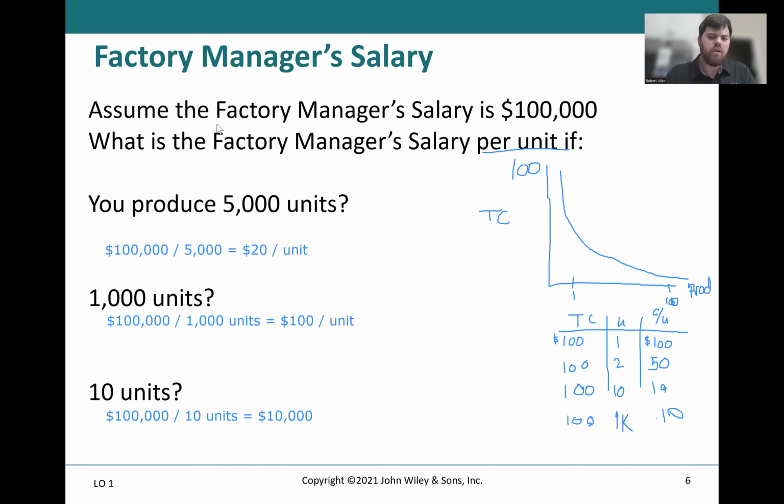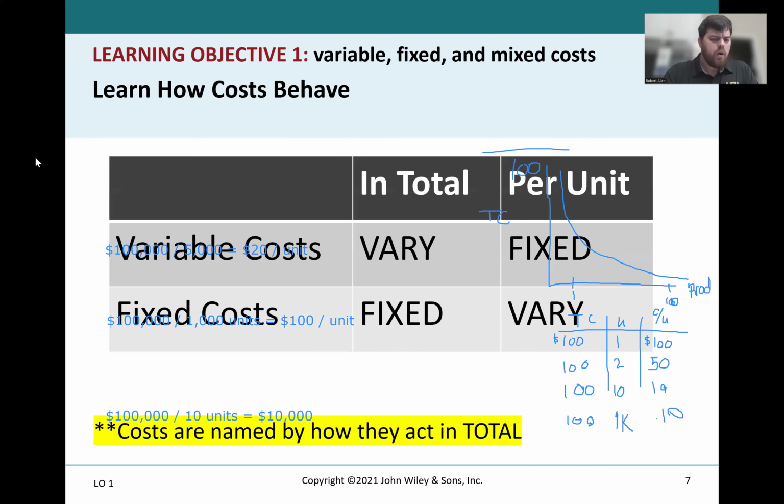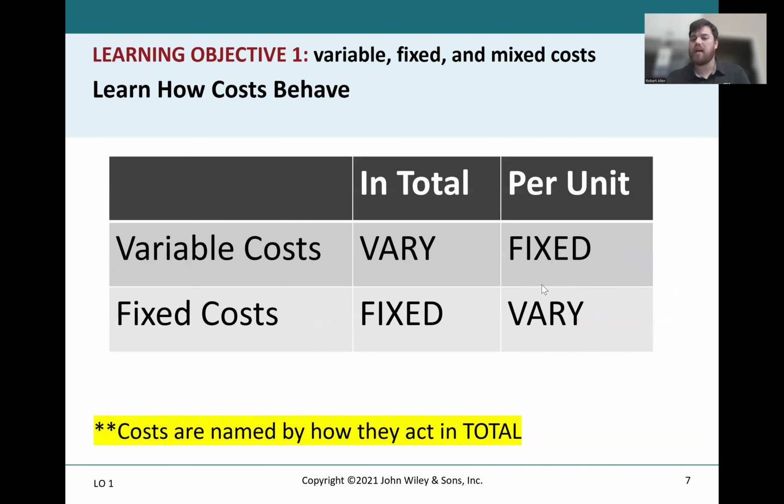Okay, very good. Next, we're gonna look at this little chart. This chart is helpful in that it tells you exactly what we've been talking about so far. Now, pretty soon, we're going to get into the graphs and we'll see exactly how this really works out. But that'll be just a little bit further. So in this case, we see that in total, variable costs vary, and in total, fixed costs are fixed.